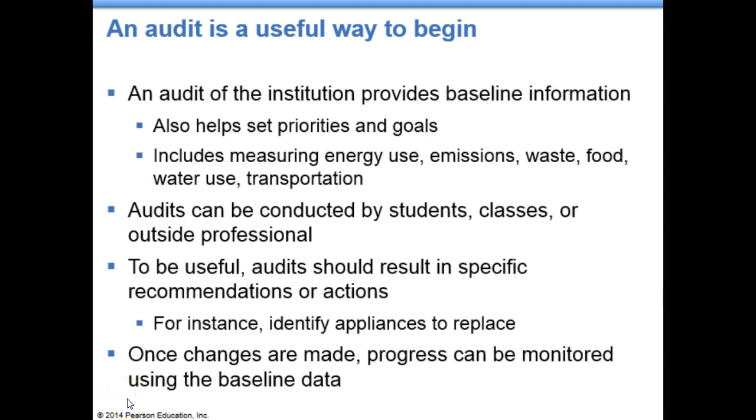All right, welcome back, and this is screencast number 2 for chapter 24, and this chapter is sustainable solutions. So we had to end a little bit abruptly. We were talking about how do you figure out what your campus needs, and we were talking about an audit as one of those solutions, and finding your baseline information, so from there you can set your priorities and your goals.